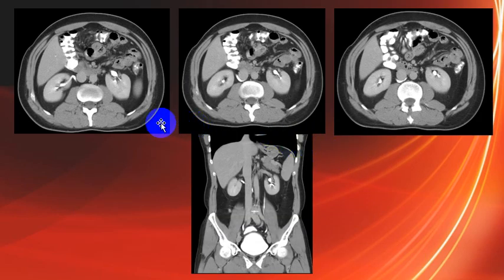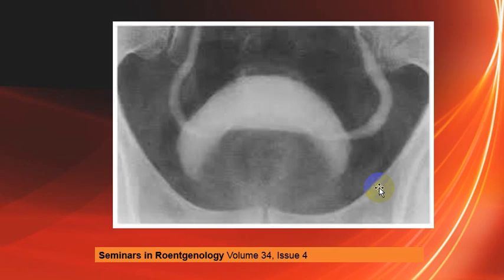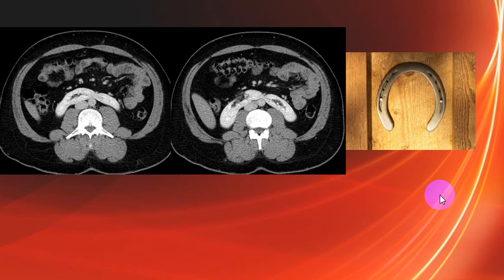Here a patient with fish hook sign on CT scan, how it appears, and we see the ureter posterior to the IVC with hook appearance. Here another fish hook sign in a patient with prostatic enlargement. Here a patient with horseshoe kidney giving the appearance of the horseshoe sign.